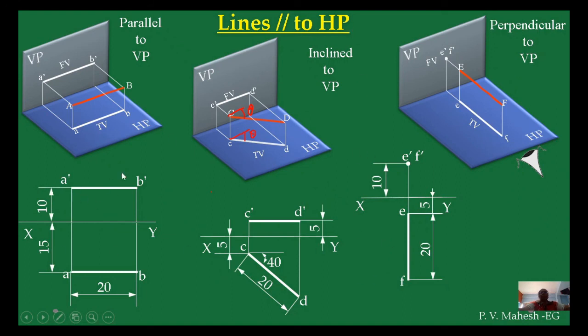The other point is that when the lines are parallel to HP, in the front view the points A dash and B dash are at equal distance from XY, C dash and D dash are at equal distance from XY, and E dash and F dash are at equal distance from XY. These are the two points we have to remember while drawing the front views.